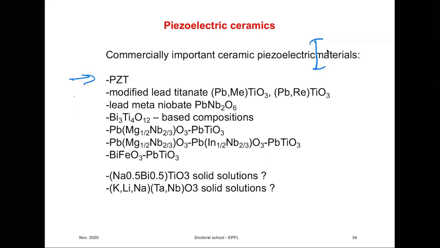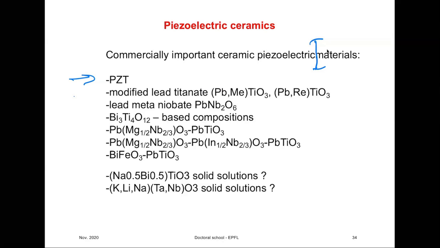Then there is a class of modified lead titanate. So that's lead titanate with either alkali earth metals such as calcium, strontium, barium, or rare earths such as samarium, gadolinium, and others, which are used on the A site. Lead titanate, even though it is ferroelectric and has very large polarization and therefore piezoelectric, doesn't have that large piezoelectric coefficients. As an end member of PZT, obviously it has lower than PZT when used at around the morphotropic phase boundary.